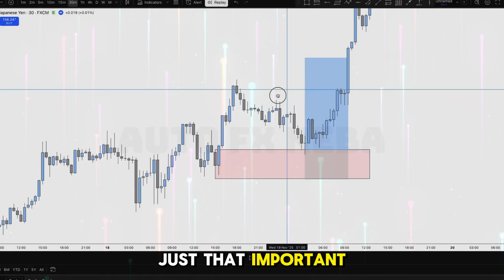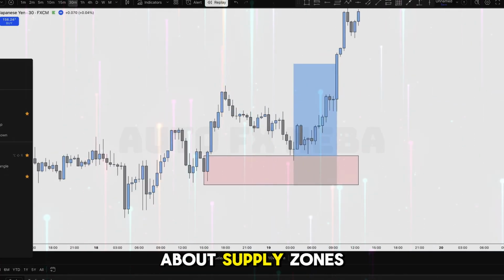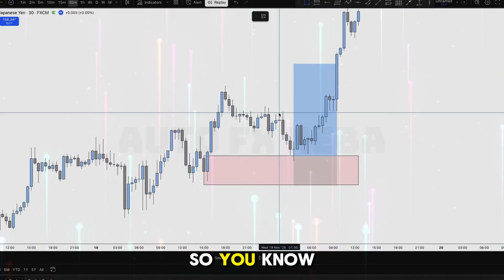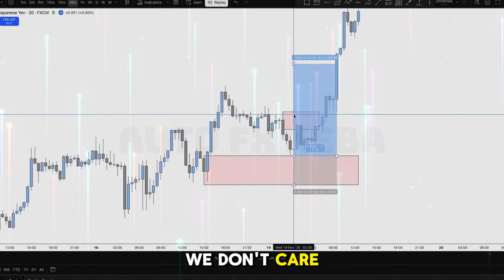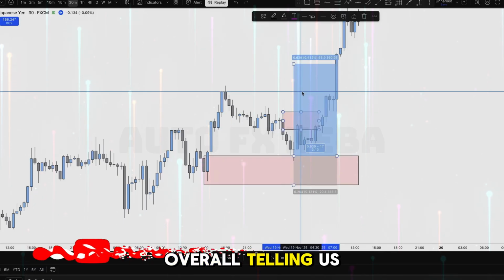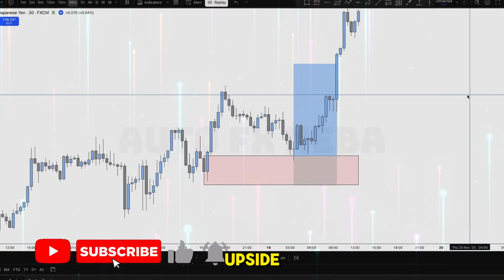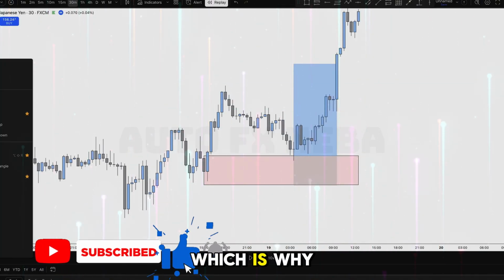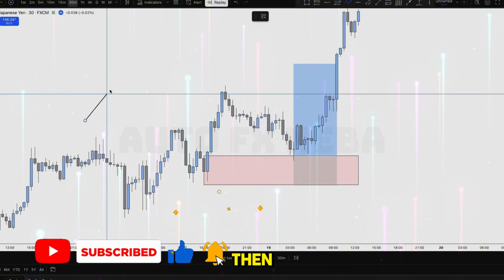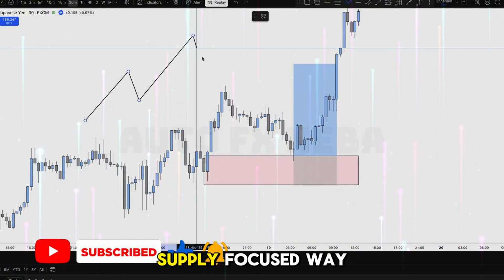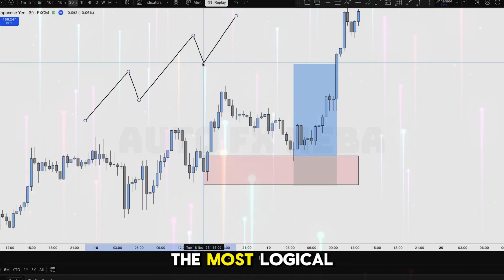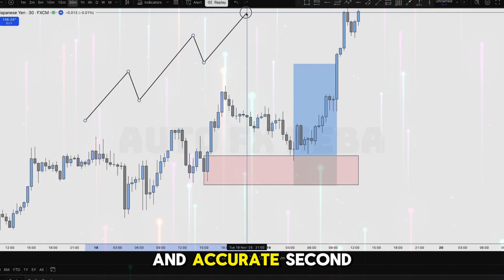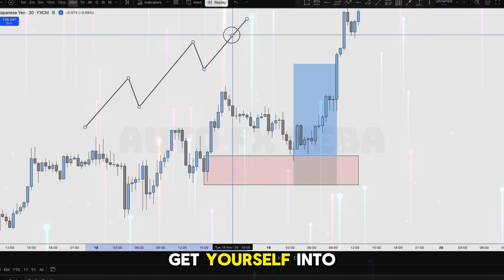Again, just that important note, we don't worry about supply zones in an uptrend. So, you could see supply here, for example, this little sideways candle. We don't care about that because the market is overall telling us that we are moving to the upside. As long as we are moving pro trend, which is why market structure is so important, then this demand and supply focused way of buying and selling into markets is one of the most logical, first of all, and accurate, second of all, ways that you can get yourself into trades.